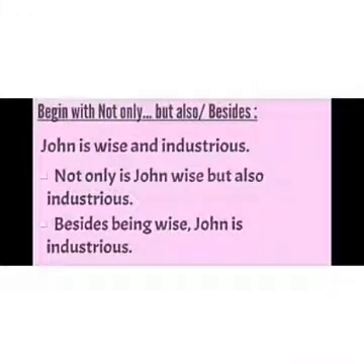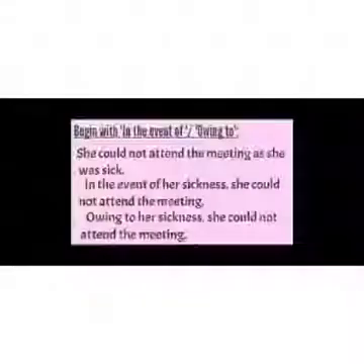Okay, then next comes: not only but also, and it is also called besides. Besides means in addition, additional qualities also. When you have more than one quality, then we use not only but also and besides, in addition. John is wise and industrious. So: Not only is John wise but also industrious. Clear? And how to use besides? Besides being wise, John is industrious. Now see the placing of the helping verb, that is before John.